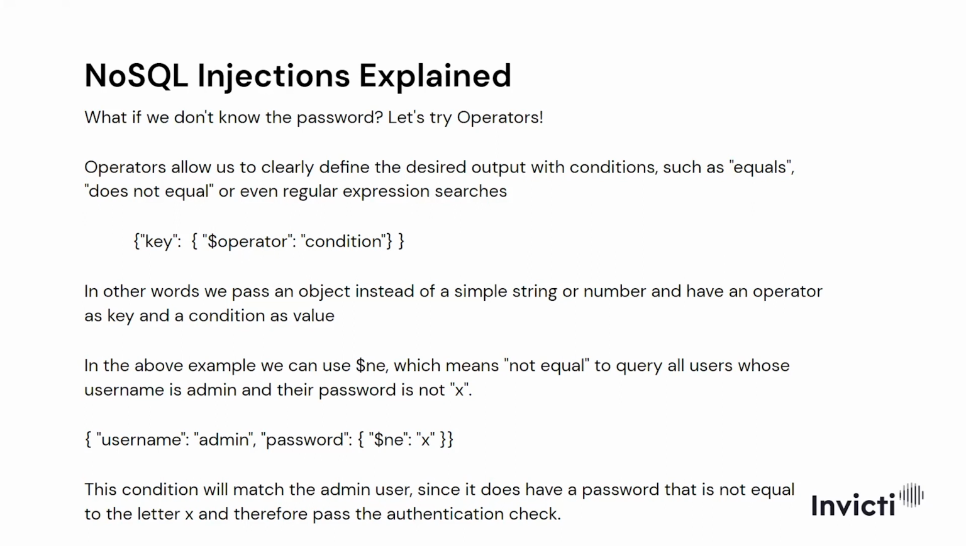But what if we don't know the password and we're a malicious hacker who wants to authenticate against the application? The way they could do this is using operators. These allow us to clearly define the desired output with conditions such as equals, does not equal, or even regular expression searches.